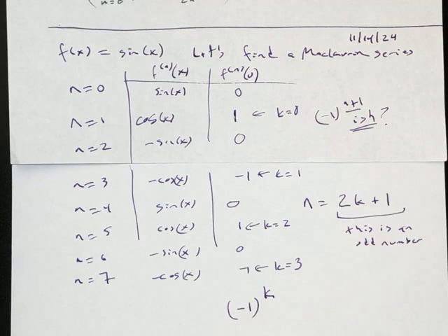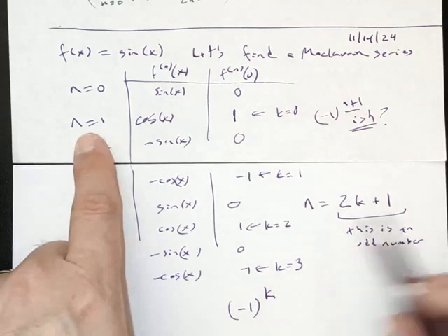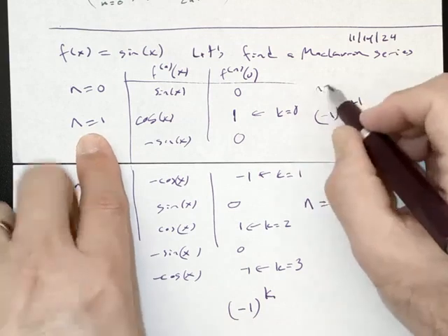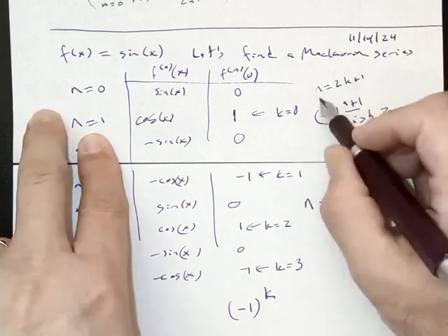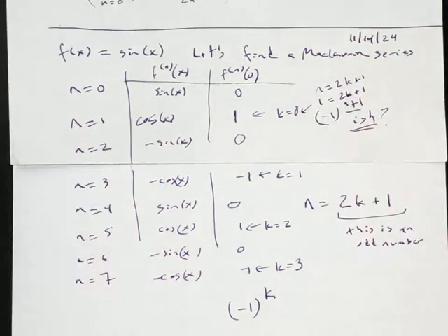How did you get k equals 0? I said, okay, I'm going to put n in here. If n is 1, then the 1 cancels, right? n equals 2k plus 1. If I put 1 on this side, then k has to be 0.